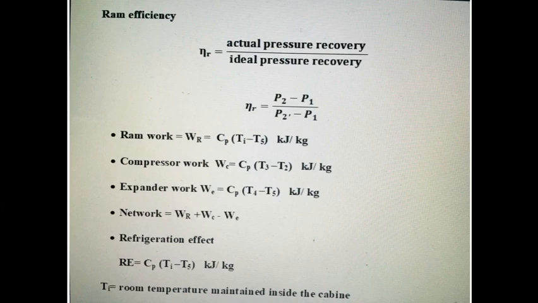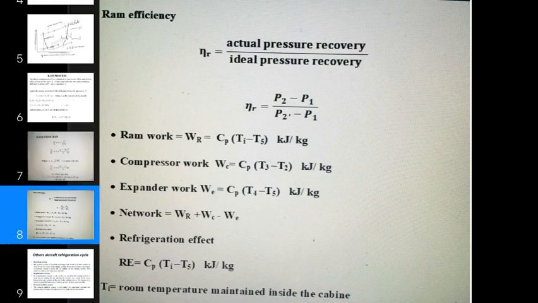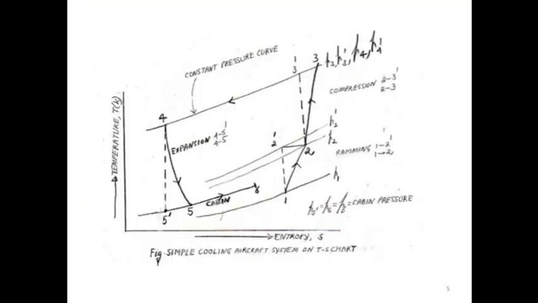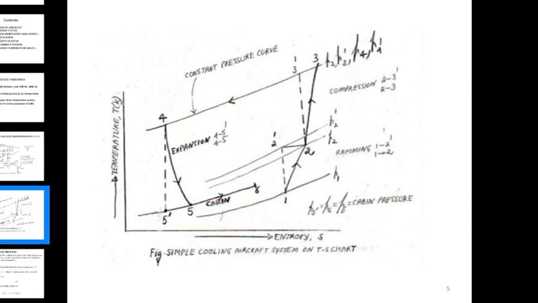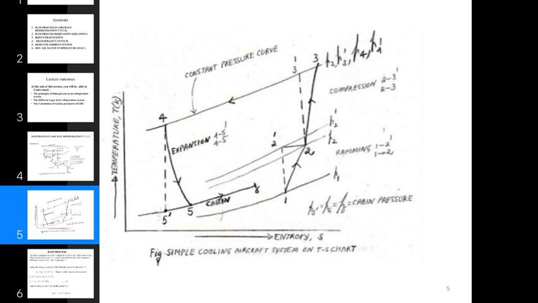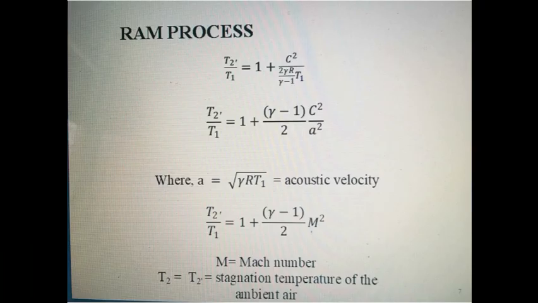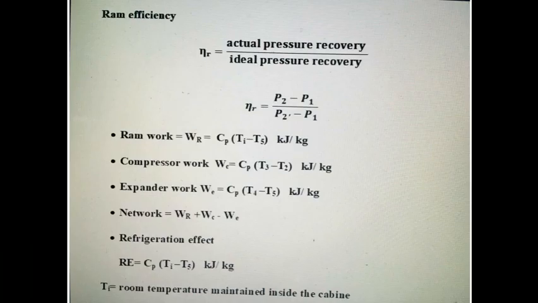in the actual process. Here you can see 1 to 2 is the actual process, and 1 to 2 dash is taking place in the ideal ramming process, where P2 dash minus P1. So this is the ramming efficiency.